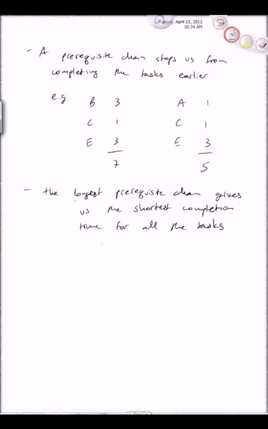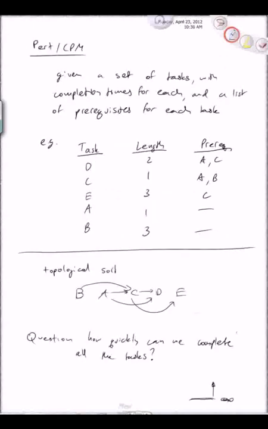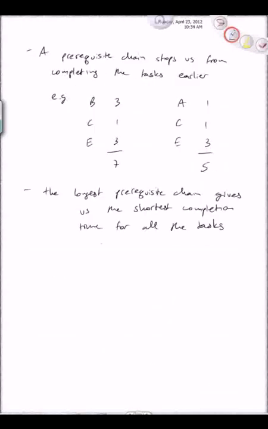So what we'd really like to do is somehow take a look at this graph and in it find the longest prerequisite chain. Because that's the thing that basically limits us from completing everything earlier. So let's see how to do that.